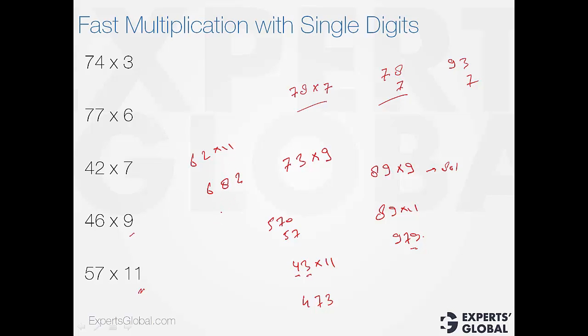Sometimes there would be the case of a carry. For example, let's say 76 into 11. So you have a 7 here, you have a 6 here, but 7 plus 6 becomes 13. So 3 comes here and 1 comes here as carry. So it becomes 836. So that's another way of multiplying by 11.